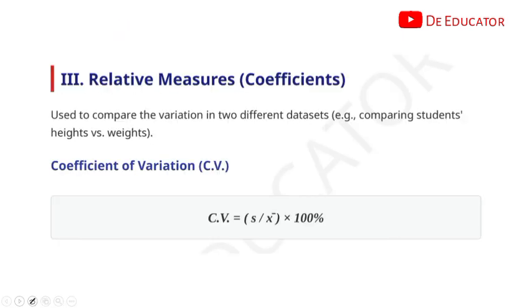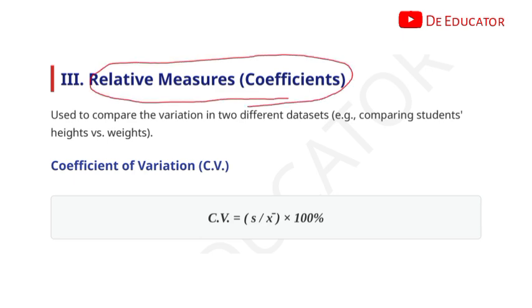Alright, moving on, we have the relative measures, in brackets coefficients. These are used to compare the variation in two different data sets, for example comparing student height and their weight. The coefficient of variation is given with the formula S over the mean times 100%. S is standard deviation. So standard deviation divided by mean times 100% is the coefficient of variation.